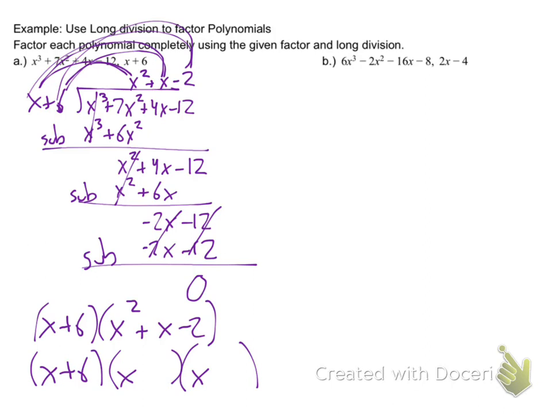What are the factors of 2? 2 and 1. They have to add to a positive 1, but multiply to negative 2. Plus, minus. This is now factored. I used long division to start it off, and I finished it by just factoring.